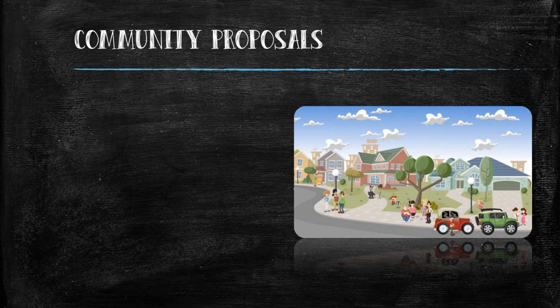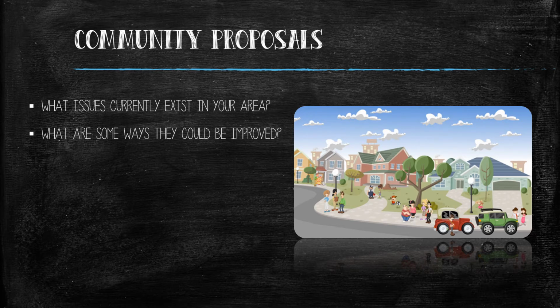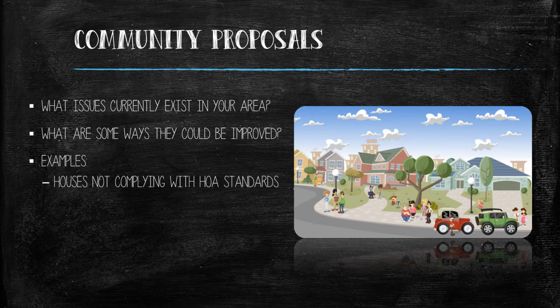For community-related proposals, think about what issues currently exist in your area and some ways that you believe they could be improved. Perhaps you've noticed that a lot of people in your neighborhood aren't complying with your homeowners association rules by trashing their yards and never cutting their lawns. Or maybe you've seen several people speeding through your neighborhood streets where children like to play.